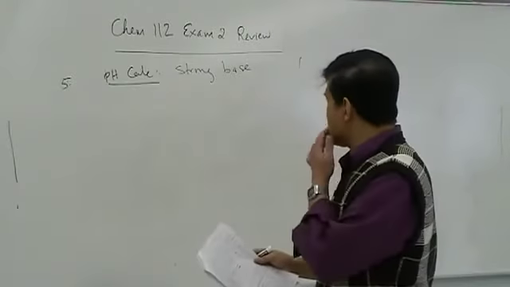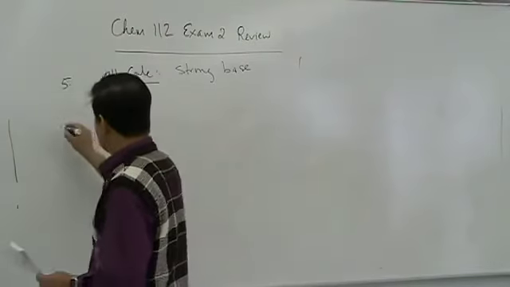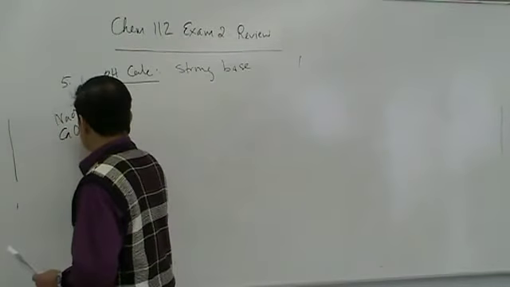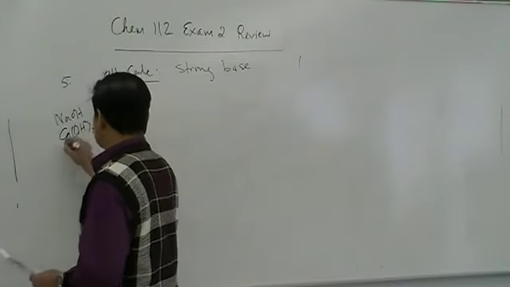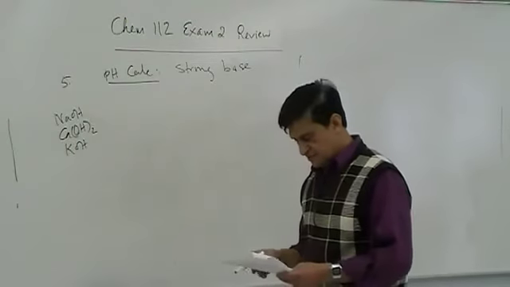pH of a strong base. Now remember, strong bases: calcium hydroxide, sodium hydroxide. Let's write down a few of those. Sodium hydroxide, calcium hydroxide, potassium hydroxide. They're all strong bases, having group 1A, 2A hydroxides. They would break down 100%.